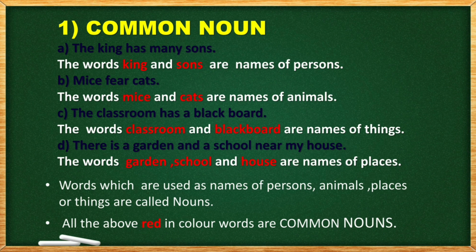Number 3, the classroom has a blackboard. The words classroom and blackboard are names of things. Number 4, there is a garden and a school near my house. The words garden, school, and house are names of places. Words which are used as names of persons, animals, places, or things are called nouns. All the above red in color words are common nouns.